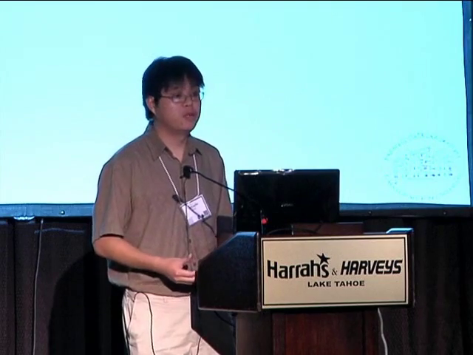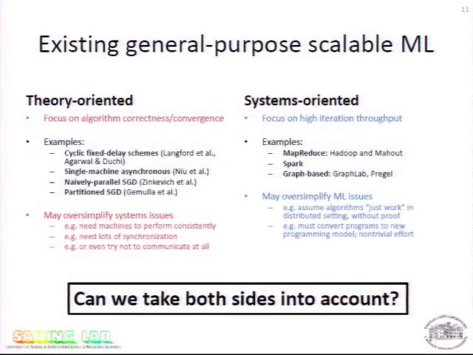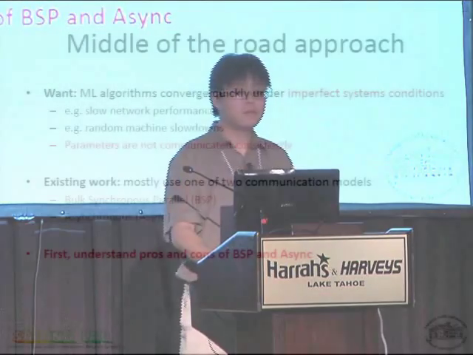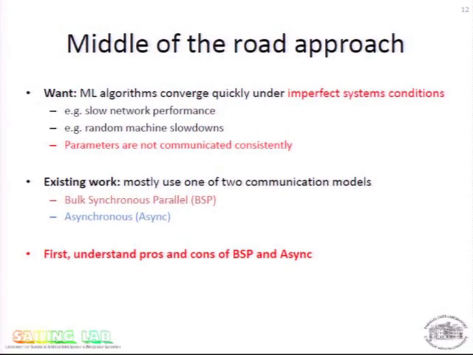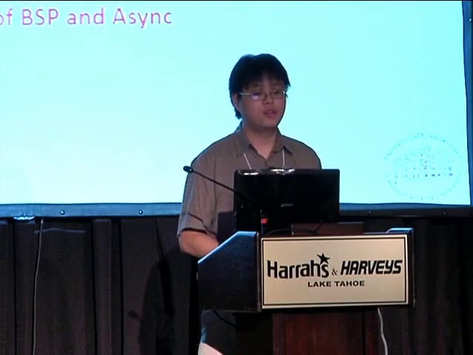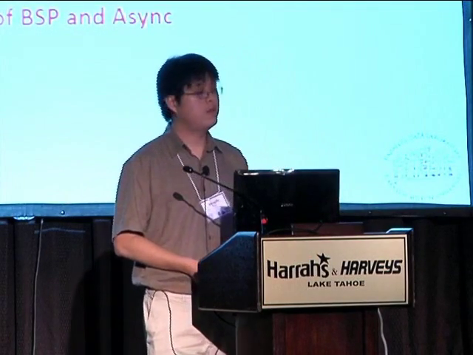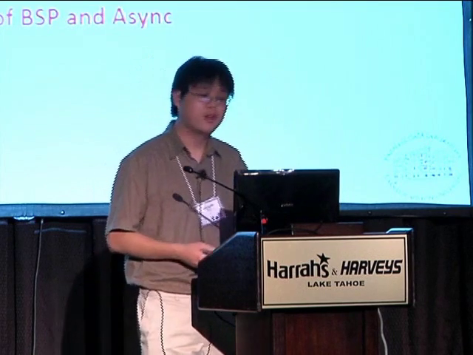Then on the systems side, they may oversimplify the ML issue, such as assuming algorithms just work in the distributed setting without proof. And in a lot of cases, you have to convert the program into a new programming model, which may be a non-trivial effort. Can we take both sides into account? So we advocate a middle-of-the-road approach. We want ML algorithms to converge quickly under imperfect systems conditions, the slow network performance and the random machine slowdowns that I've been talking about.